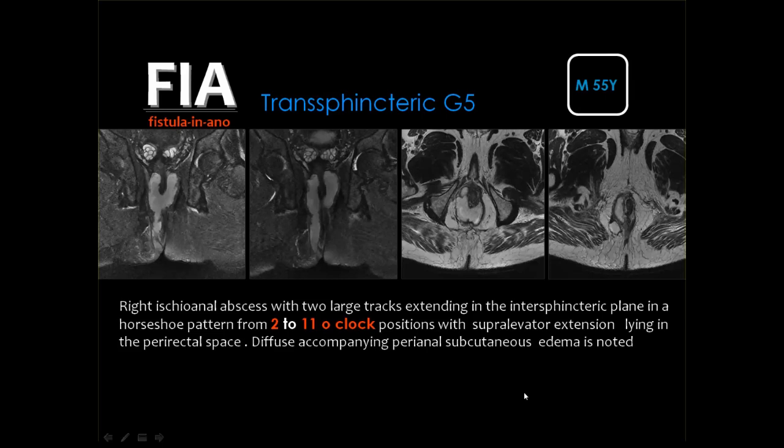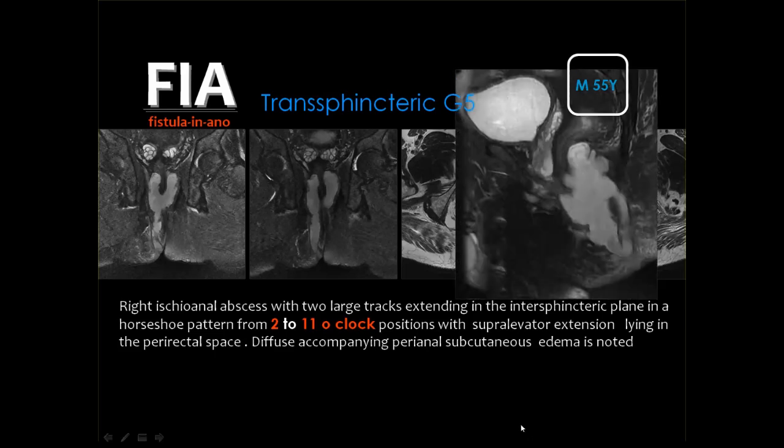Another example of a transsphincteric fistula, and you've got two openings of the fistula tract, one at 2 o'clock and the other at 11 o'clock. This fistula arches along the posterior aspect of the anal canal with extension in the ischial fossa to the external opening. Then, what is the relation of this fistula to the levator?